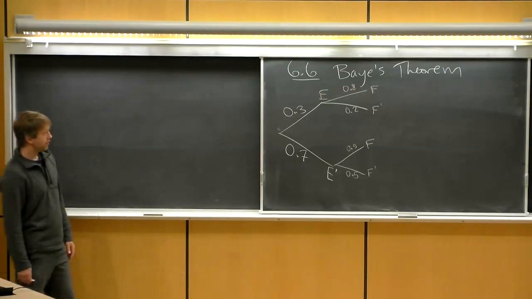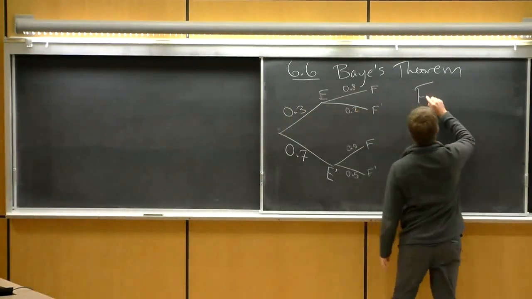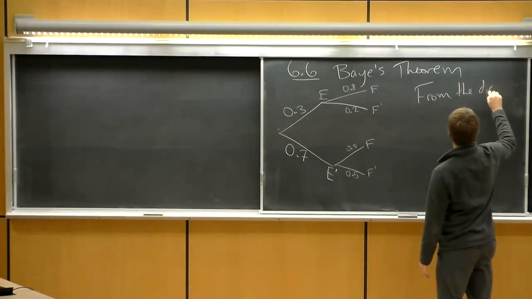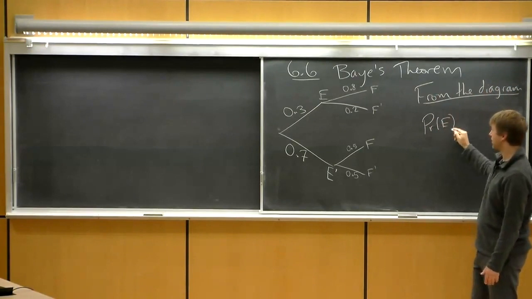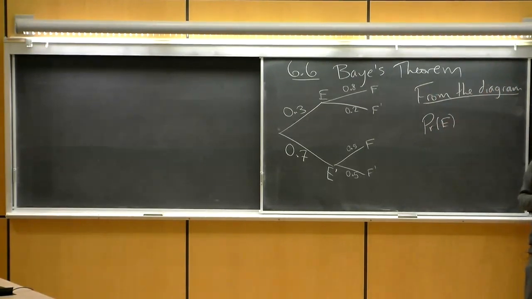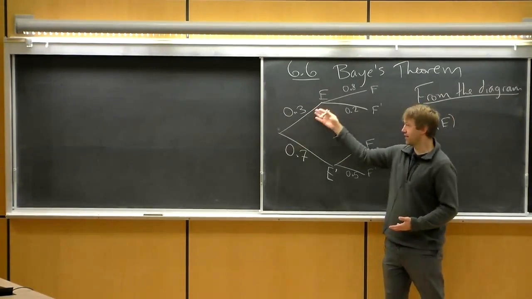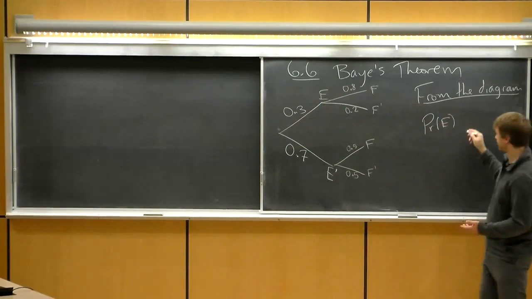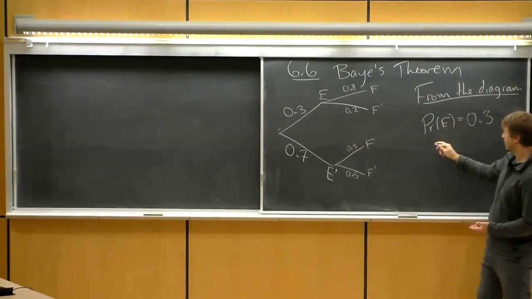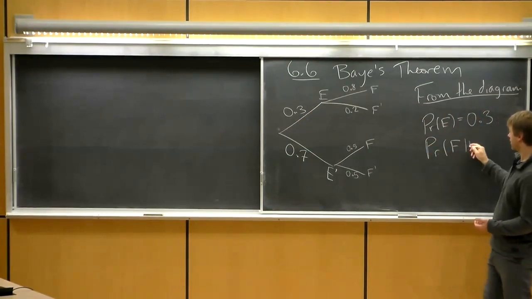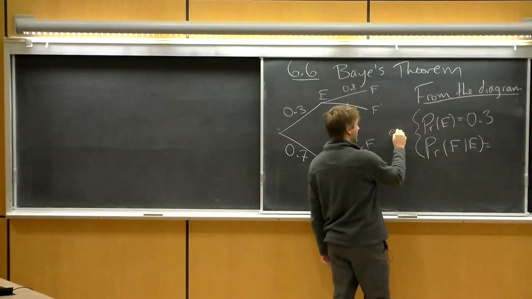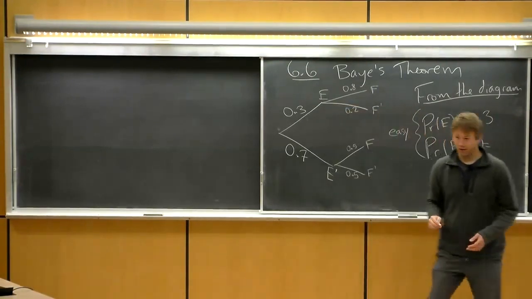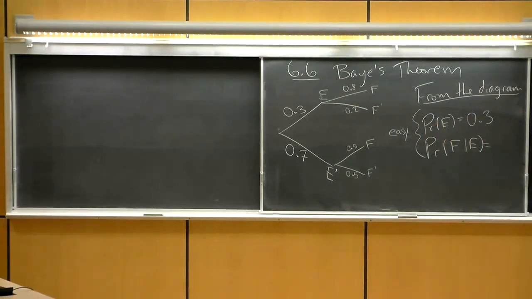Right, so from the tree diagram, if I asked you what is the probability of E, this should be super, super easy. Because if you understand what this diagram is saying, this part just says the probability of E is 0.3. Basically, I'm going to tell you a few things that are easy to compute from the tree diagram, but then we're going to compute something that's harder to compute.